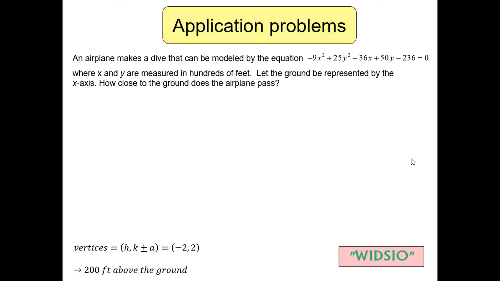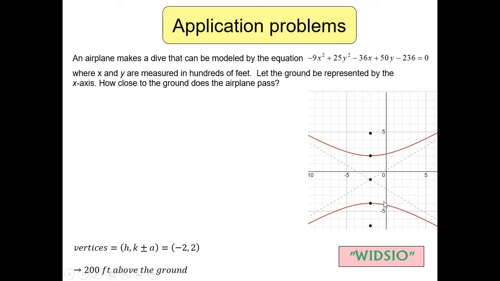An airplane makes a dive that can be modeled by this equation, where x and y are measured in hundreds of feet. Let the ground be represented by the x-axis. How close to the ground does the airplane pass? Well, I went ahead and graphed it, and we're going to look at the top part of this above the ground, assuming that the x-axis is the ground. We'll ignore this part underground. So we're just going to look at this part of the flight trajectory.